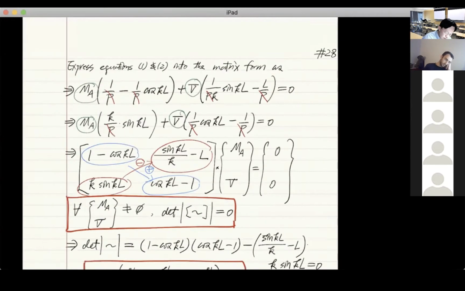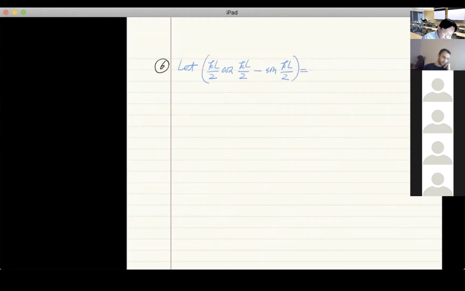This is 29. And step 6. Another case is to let k over 2 times cosine k over 2 minus sine k over 2 be 0. And this is the second condition.